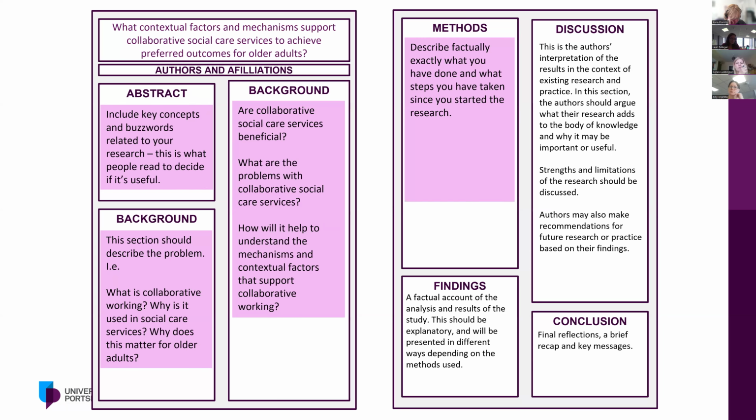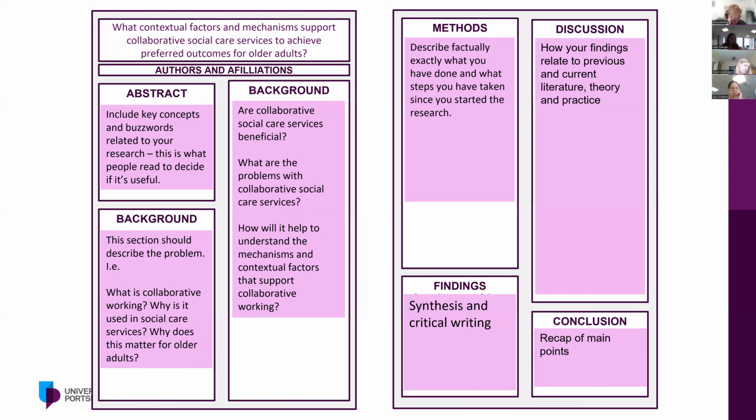Your methods should be the easy bit, it should be the recipe for your review, and that's what we've been doing up until this point, outlining those methods. And then your findings should be written in a synthesized and critical way. Your discussion will tell the reader how your findings relate to previous or current literature, theory and practice, and then your conclusion is just a recap of the main points.